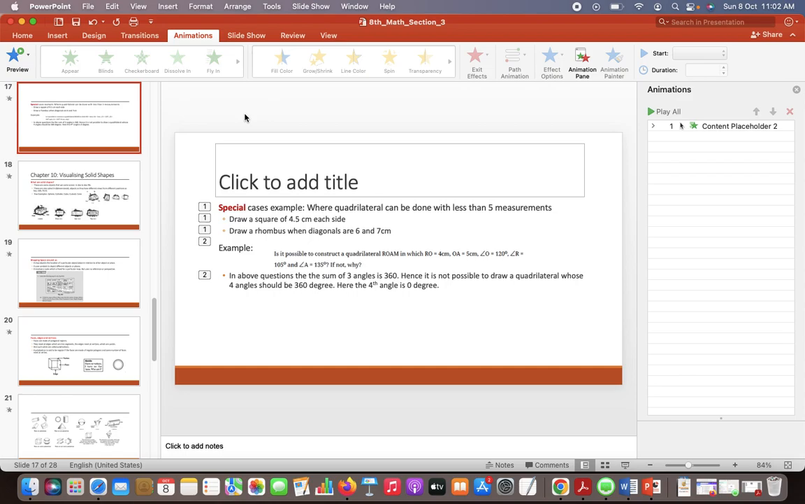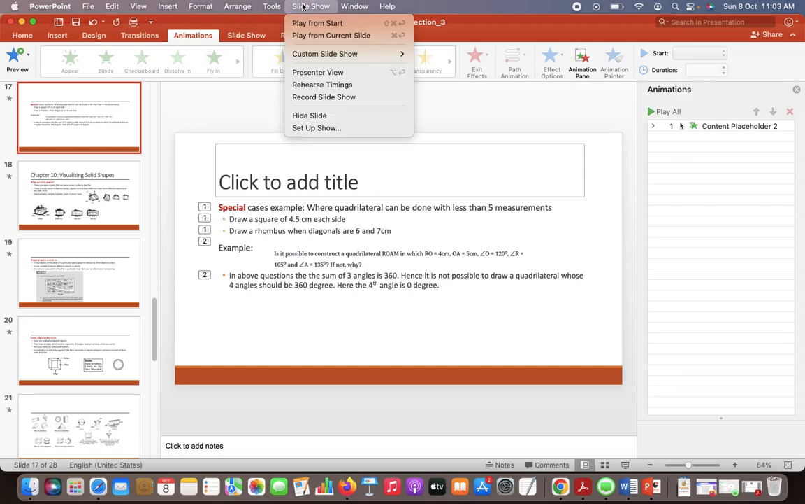Back again for the remaining chapters in Standard 8 Maths. Today we are going to cover solid shapes and mensuration. But before that, let's finish something from the last session. Where is the slideshow?